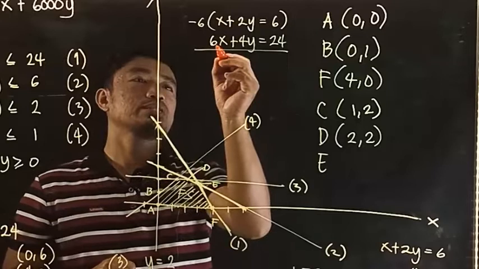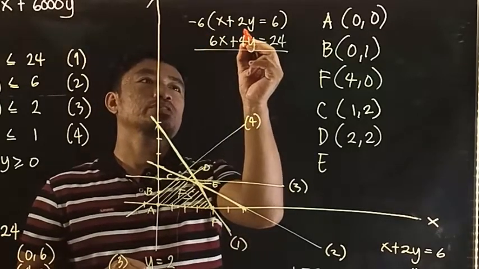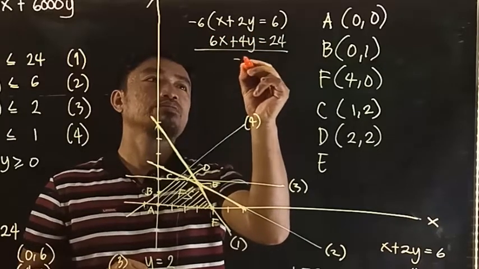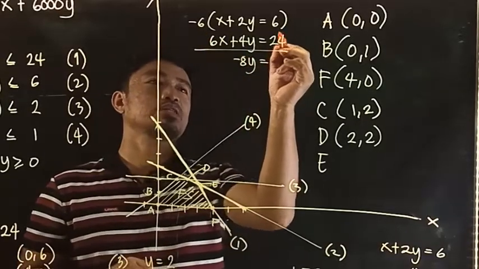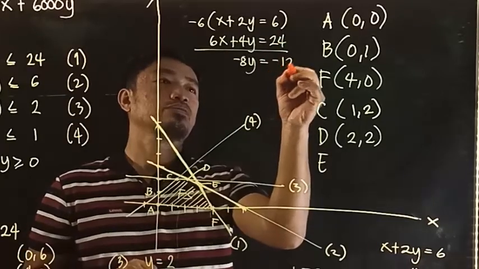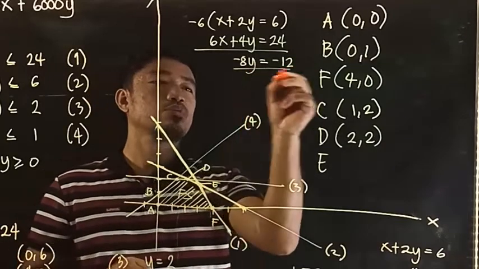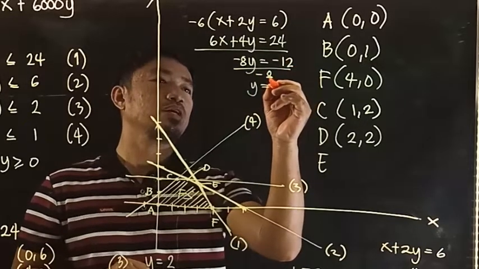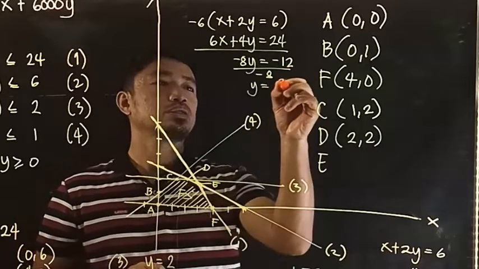Negative 6x plus 6x is 0. Then negative 6x times 2y, that's negative 12y, plus 4y, that is negative 8y. Negative 6 times 6 is negative 36, plus 24 is negative 12. Solving for the value of y, dividing both sides by negative 8, the value of y is negative 12 over negative 8, so that's a positive value. 12 over 8 is equal to 3 over 2.